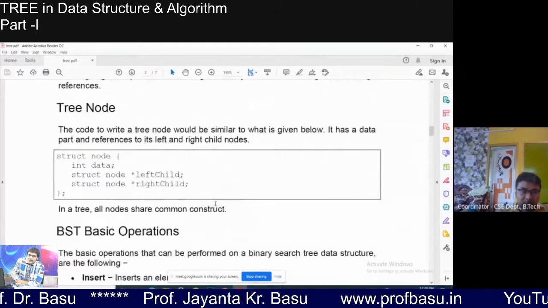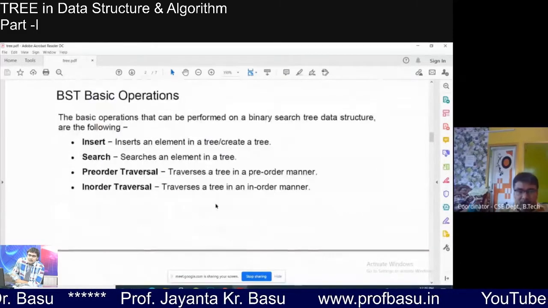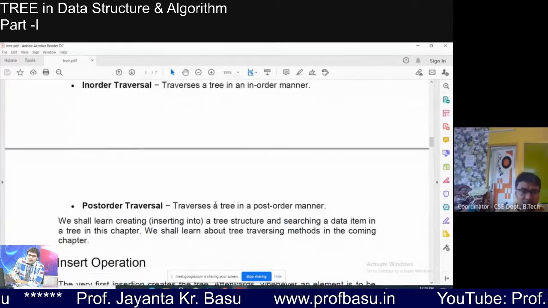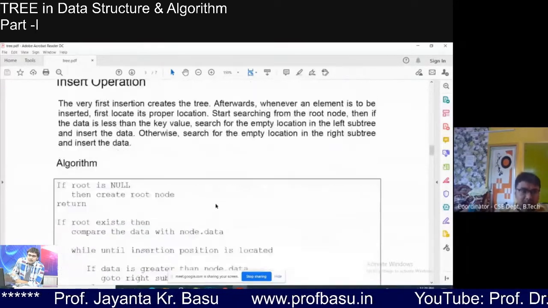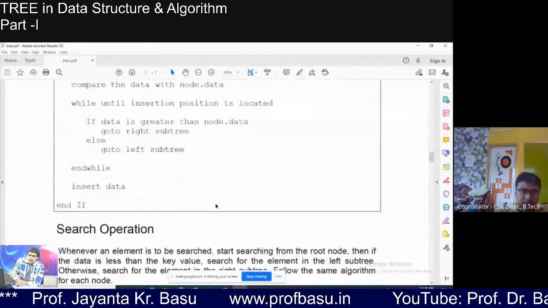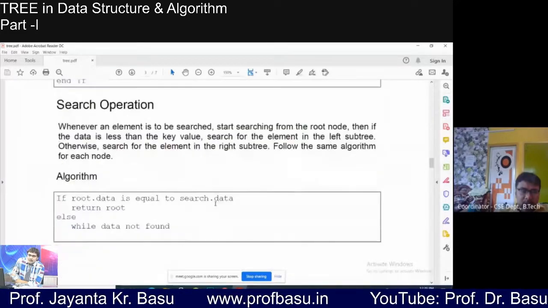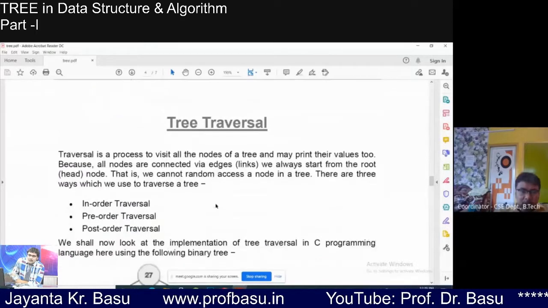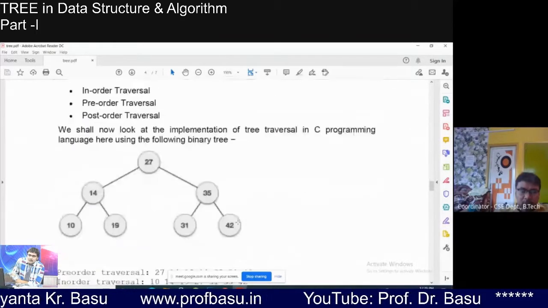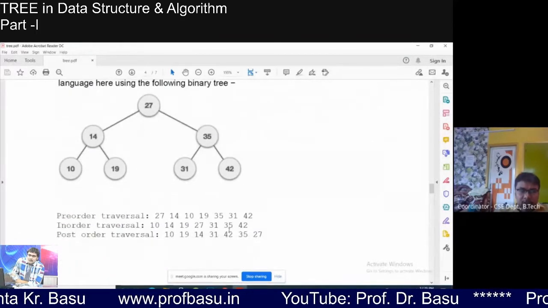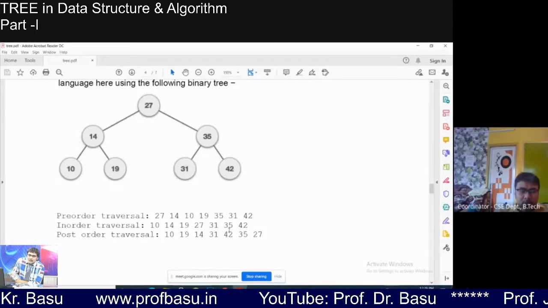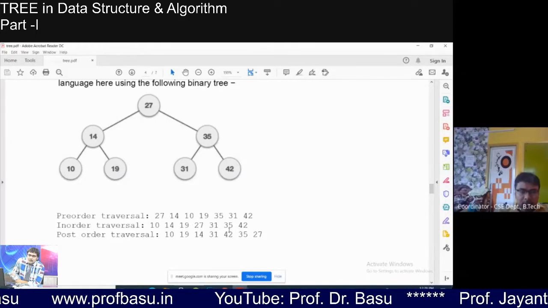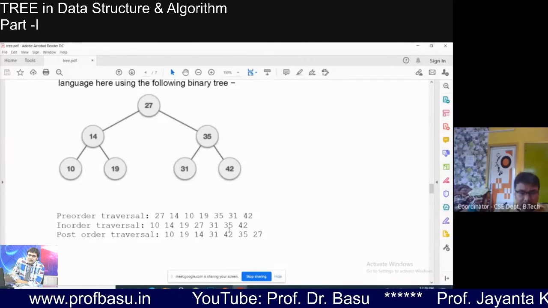So the implementation part we will discuss later. The traversal part also we will discuss in detail. Three more traversal techniques I told you: in-order, pre-order and post-order. We will be discussing one by one, in-order, pre-order, post-order, different techniques. You must get at least 25 to 30 marks or maybe more from this chapter 3 in your exam.